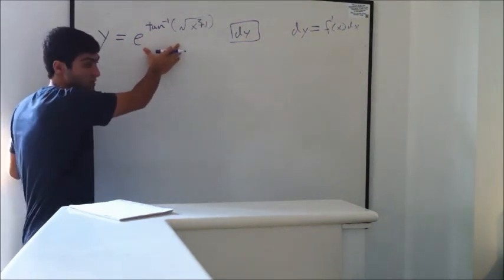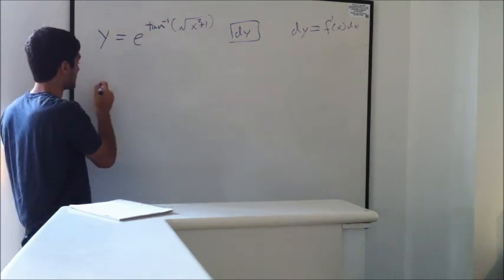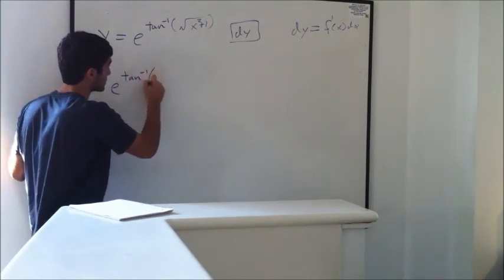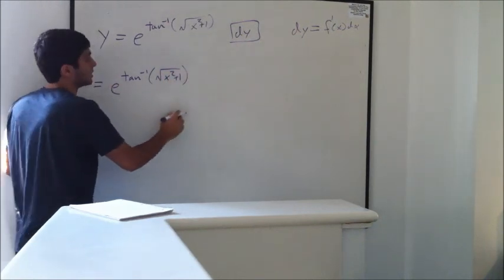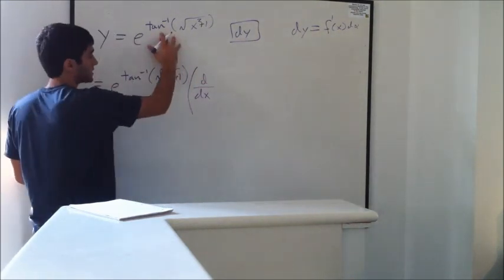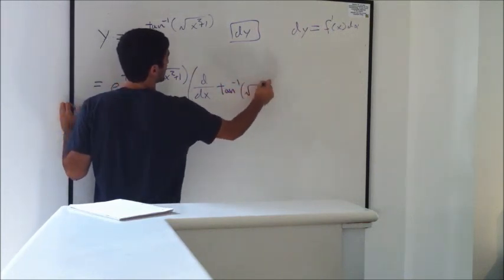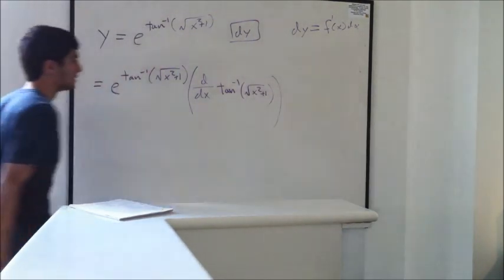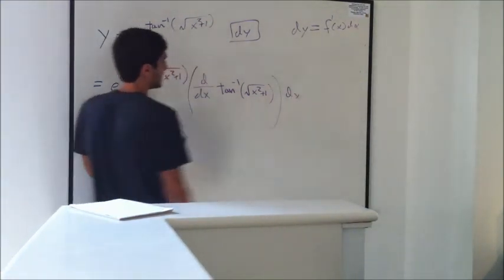To find the derivative of this, we're going to use the chain rule. So we're going to say that the derivative of this is going to equal e to the tangent inverse of the square root of x squared plus 1, times the derivative of the inside, so tangent inverse of the square root of x squared plus 1. And then we're going to multiply that by dx.